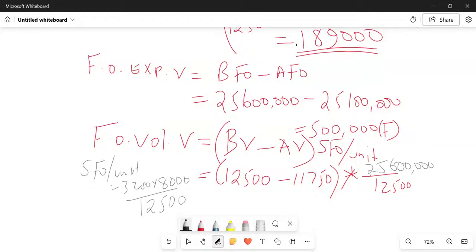Same answer. Remember that fixed overhead volume variance is exceptional. So at the end of the day I should get 15,36,000. Adverse or favorable? Do you remember that this is exceptional? So adverse.